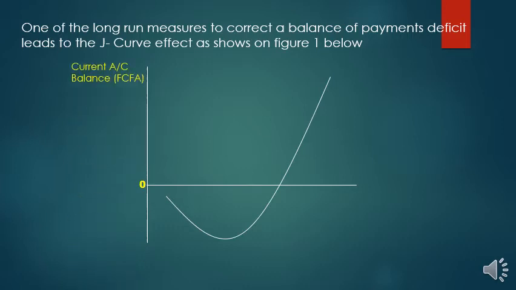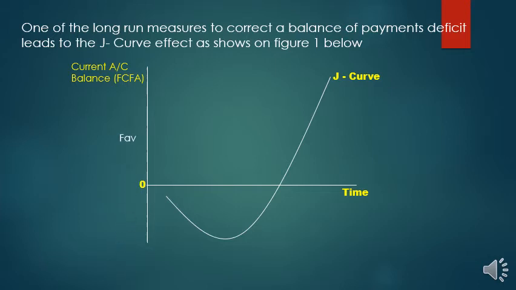The vertical axis takes the current account balance. The horizontal axis takes the time. Then you have to label your curve, which is a J curve. Please, in every graph that you draw, the most important thing is to label this part. If you don't label the vertical axis, the horizontal axis, and the curve itself, it means that your graph is vague.